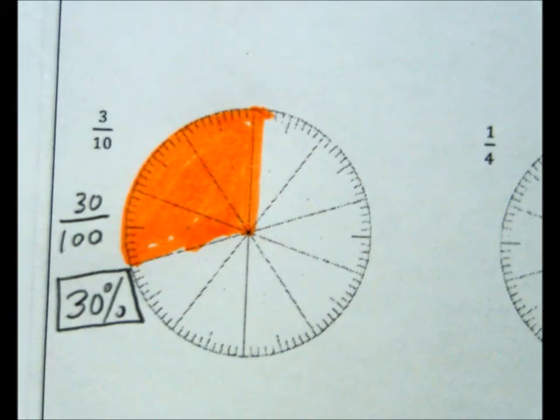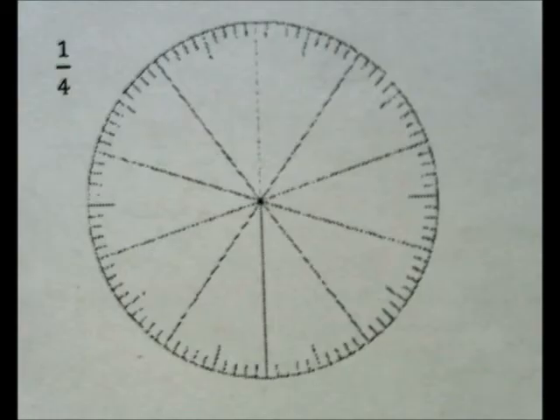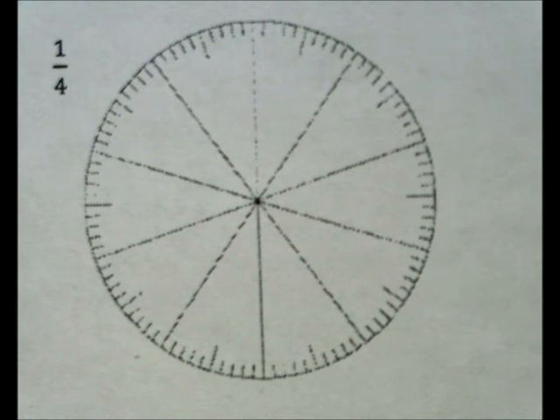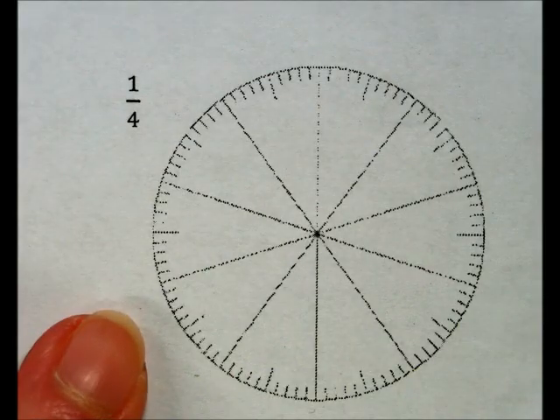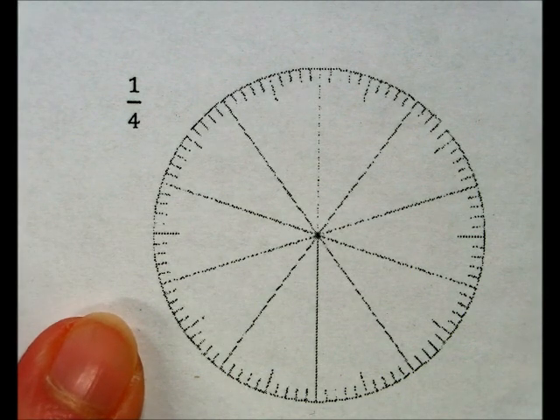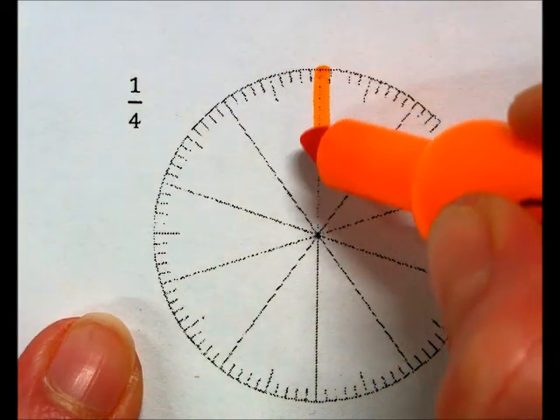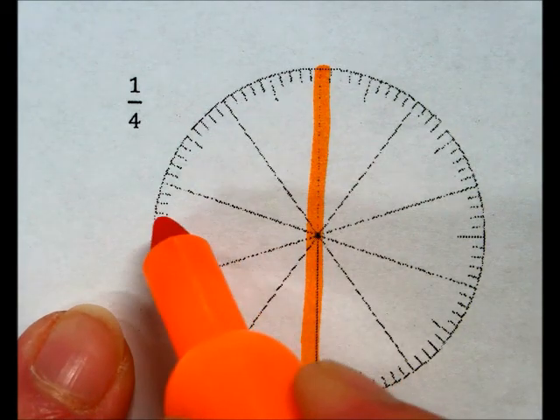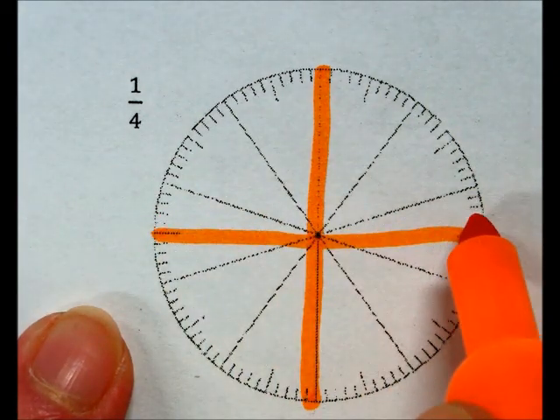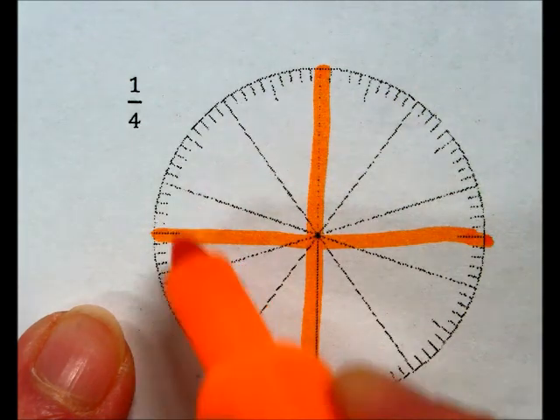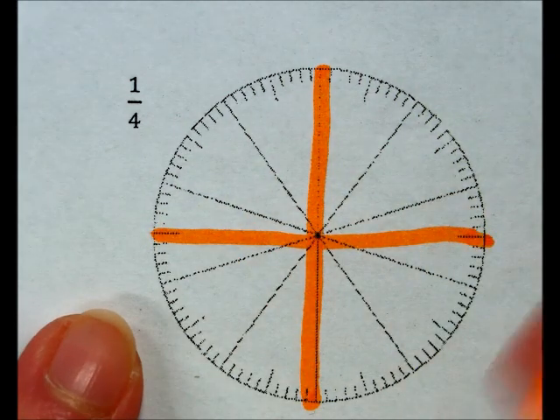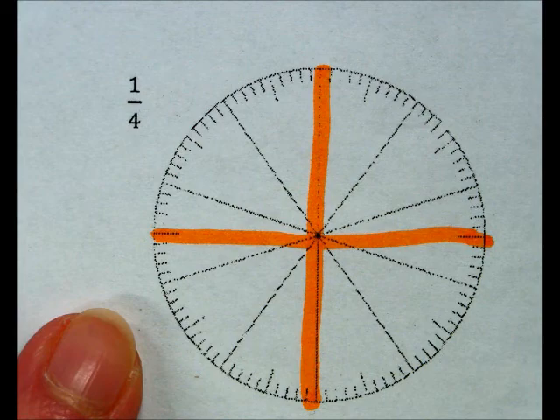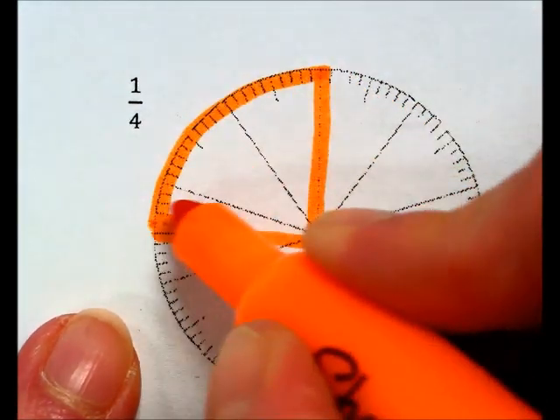Okay, let's look at the next one. Okay, the next example says 1/4. So we need to divide the circle into 4 pieces. So we'll draw a line from top to bottom this way that divides it in half. And then we also need to divide it in half this way, which will be going halfway through these little pizza slices there on the side, but that's okay. 1/4 means that we're going to color in 1 piece.